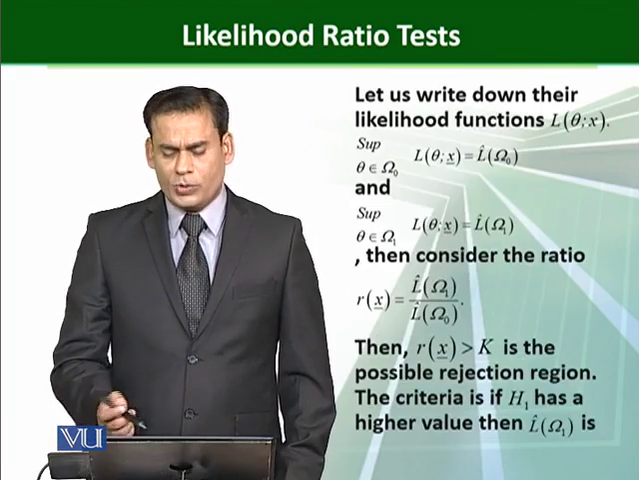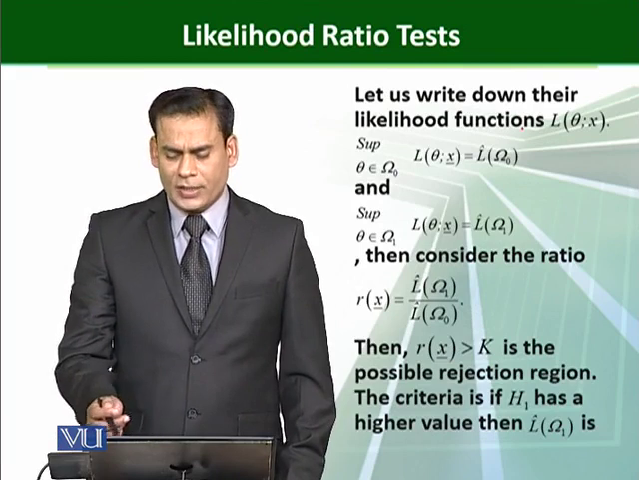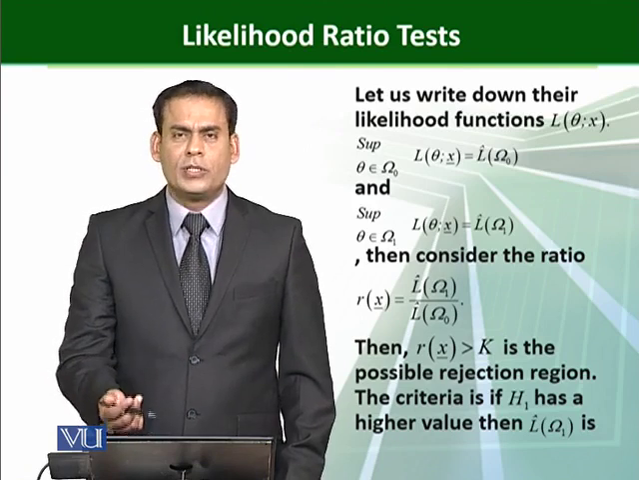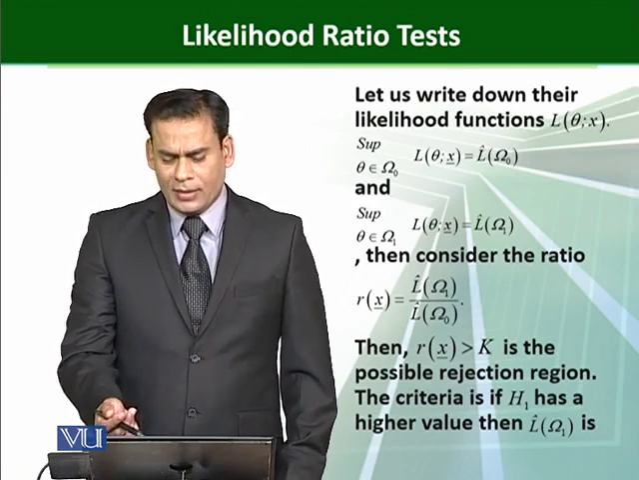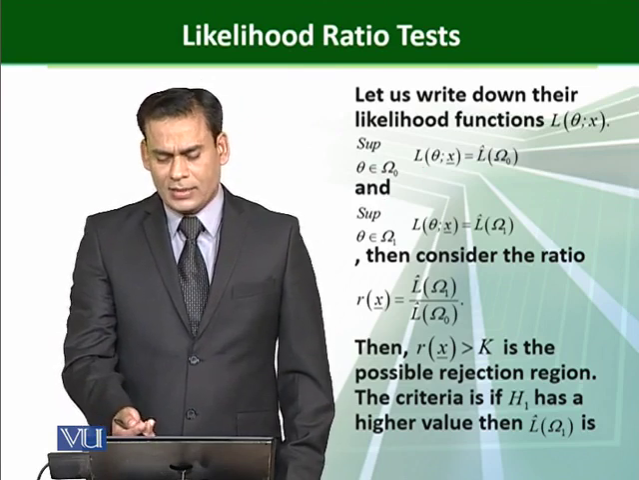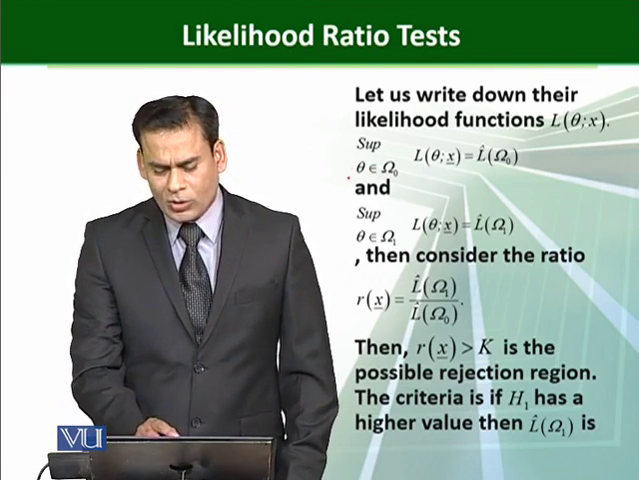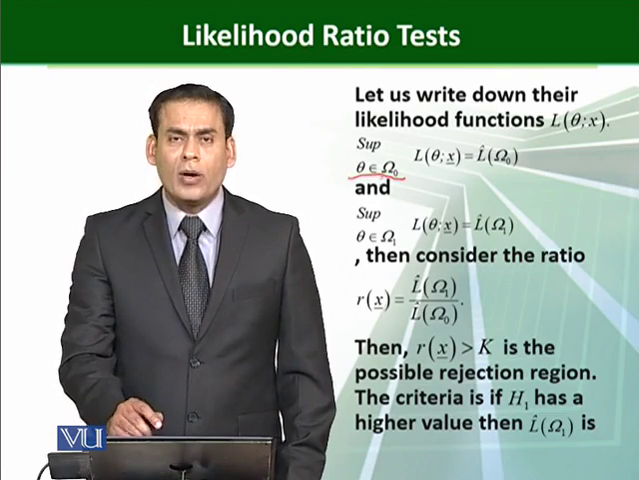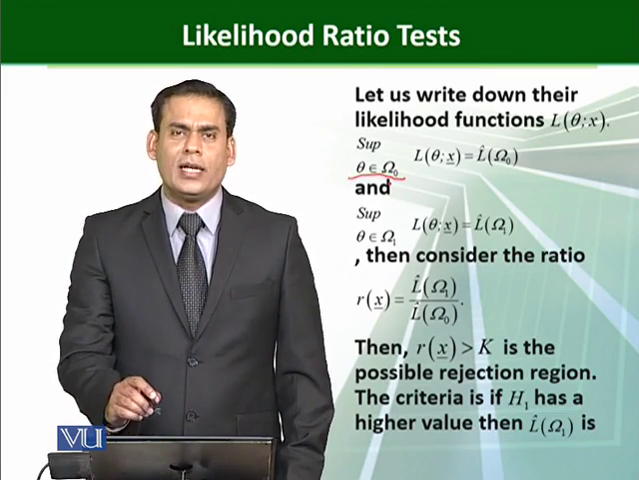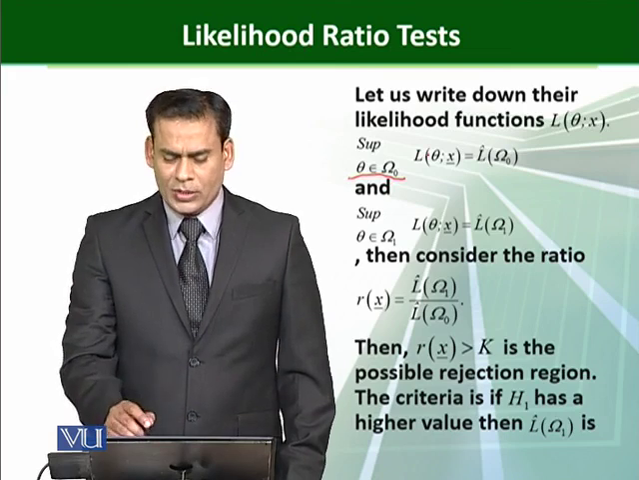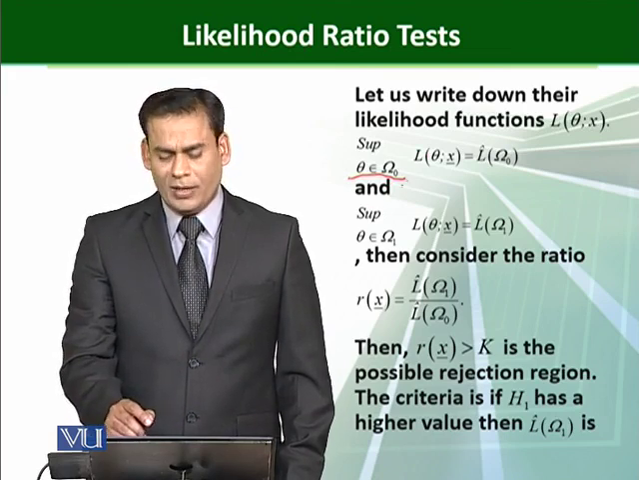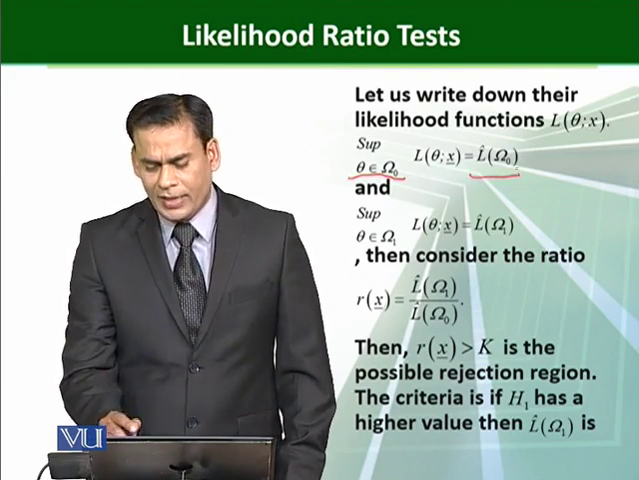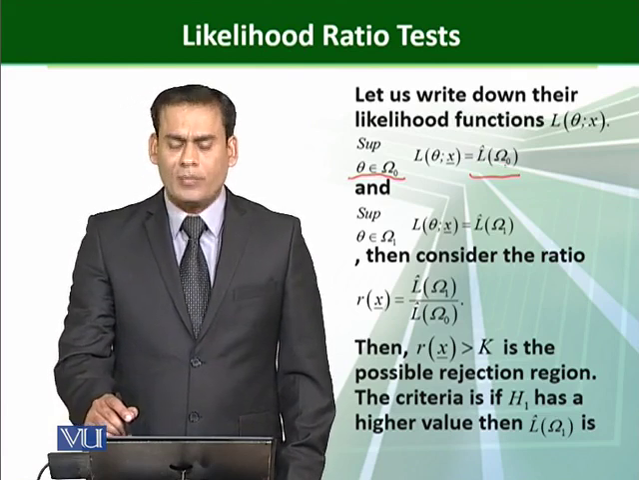So how do we proceed for this one? Let us write down the likelihood functions of the two, one based on the null hypothesis and the other based on the alternative hypothesis. The likelihood function for theta belonging to gamma naught is based on the null hypothesis. So that can be written as the supremum over theta belonging to capital gamma naught of L(theta, x), and that is denoted by L hat gamma naught.